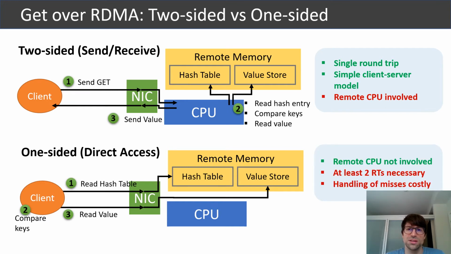We see that in the case of one-sided operations, the remote CPU is not involved, fully benefiting of the low latency that RDMA is known for. The drawback is that two round trips are required to implement the GET operation, and potentially more if we consider misses or other failures. In summary, there is no clear winner when it comes to two-sided versus one-sided operations, and many factors have to be considered when picking one over the other.